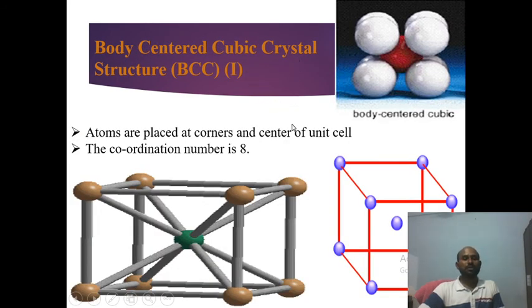Body centered cubic crystal structure is also called BCC. In body centered cubic crystal, atoms are placed at the corners and one atom is placed at the center of the unit cell. Look here, eight atoms are placed at the corners and one is at the body center, and the coordination number is 8. What is coordination number? The number of nearest neighbors from a given lattice point, that is the body center atom, and there are 8 nearest neighbors, so the coordination number is 8.